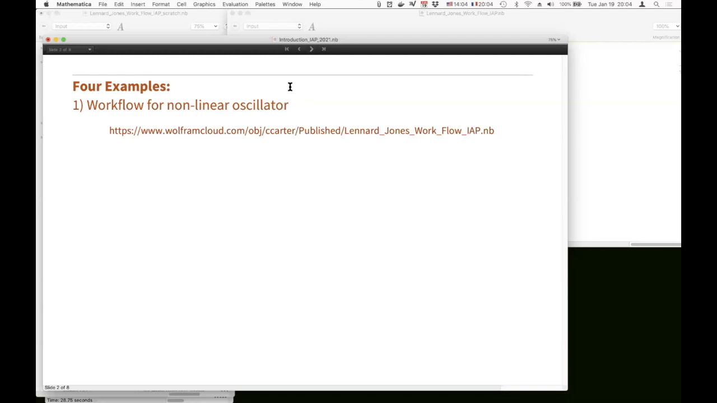So I have 4 examples. The first one is I picked an example where everyone who's taken an introductory physics class probably will have some idea of what I'm going to do. And I'm just going to take you through a workflow. And the notebook I'm going to work on, I've published on the cloud, just like Kelvin just talked about. And so if you want to download that notebook, you can grab that one right there. So that's the first example I'm going to do.